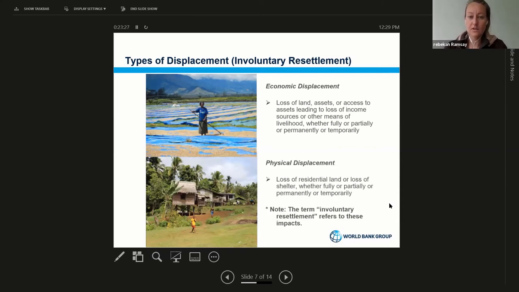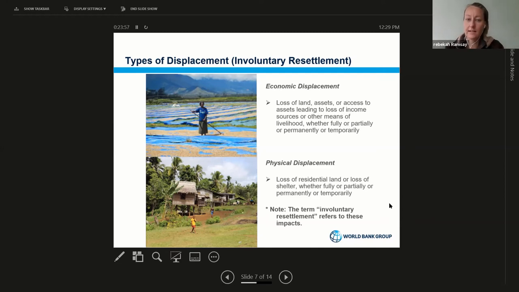And physical displacement is the other main type of displacement that you'll see. This is where we're talking about loss of physical assets, the shelter, and that's where people are living. So we're talking about people, households, or communities physically moving off the land. Honestly, both of these types are extremely complex types of displacement. Both have their own unique challenges to work through.